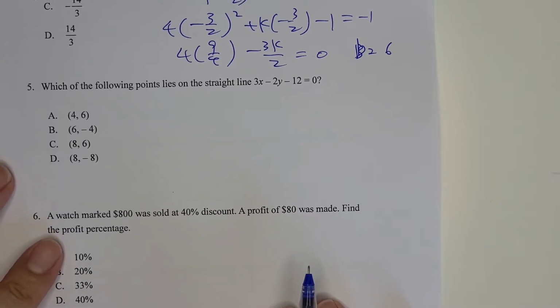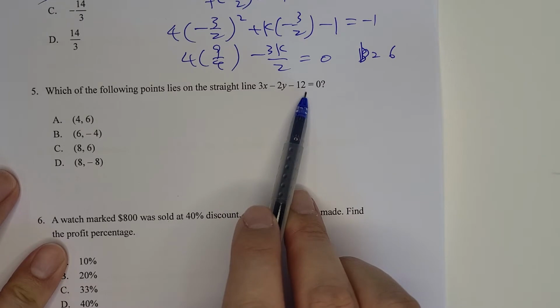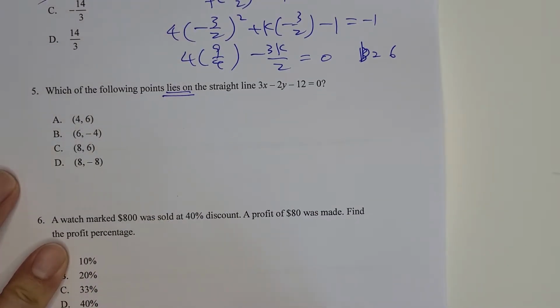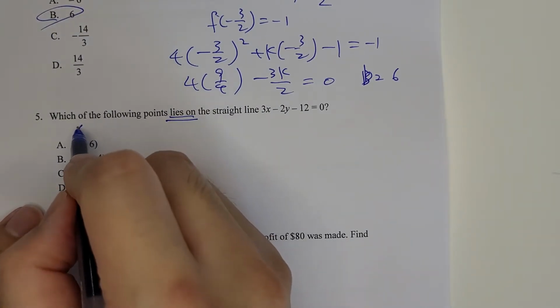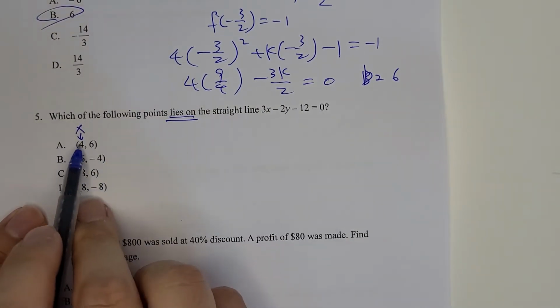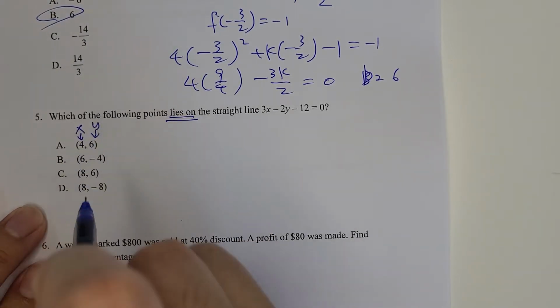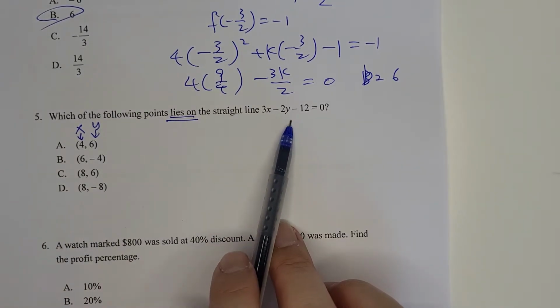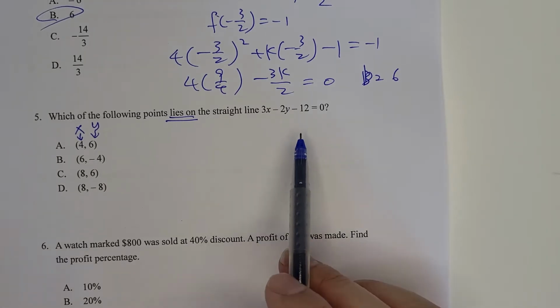Which of the following points lie on the straight line 3x minus 2y minus 12 equal to 0? When you look at the phrase lies on, that means you need to substitute x equals the first coordinate and y equals the second coordinate in the equation, and see whether the left hand side equals the right hand side. So let's check them one by one.